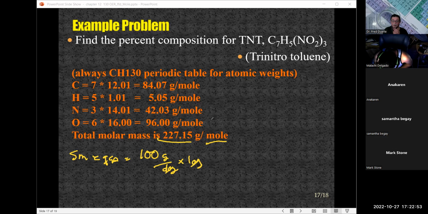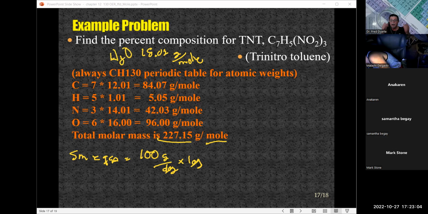1 mole. Remember water, H2O, it was 18.02 grams per mole. If I weigh out 18.02 grams of water, I have 1 mole. If I weigh out 227.15 grams of TNT, guess what? I have 1 mole. Okay. And in both cases, how many individual atoms or molecules would I have? 6.02 times 10 to the 23rd.